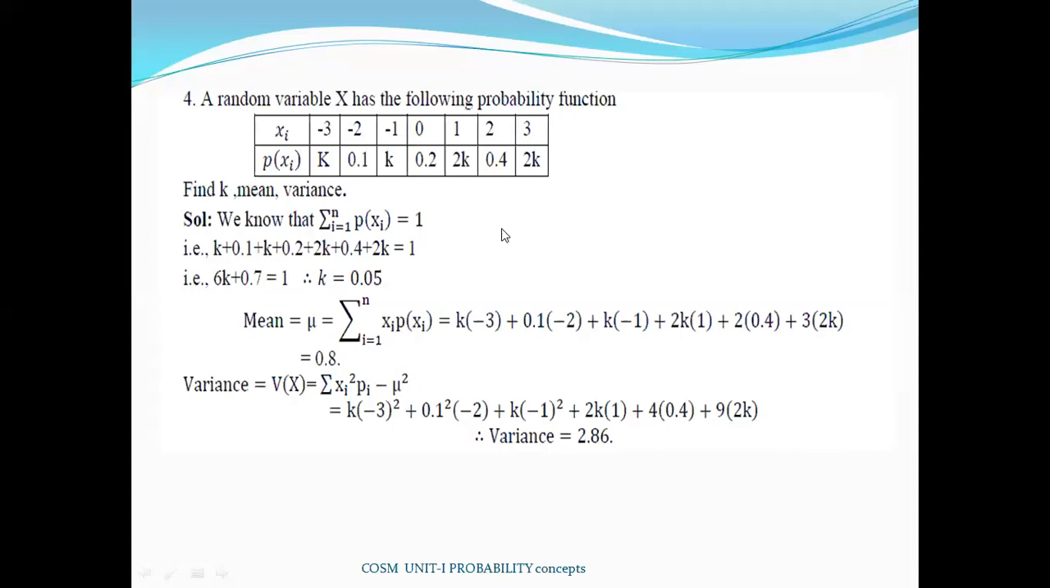We know that the total probability is 1. So adding all those probability values and equating that to 1, you have 6k plus 0.7 equal to 1. So obviously the k value is 0.05.